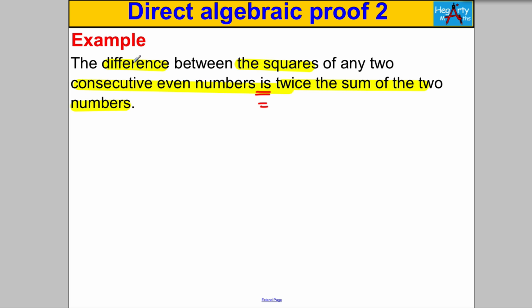So if we can show the difference between the squares of any two consecutive even numbers, if we can work that out, and also we might want to work out 2 times the sum of the numbers, and if we showed the two things were the same, we'd have done the proof, right? So let's do that. The difference between the squares of any two consecutive even numbers. So as always, let n be a positive whole number.